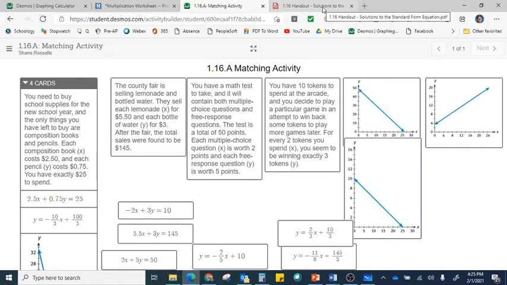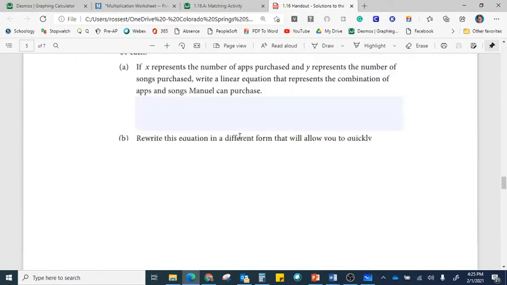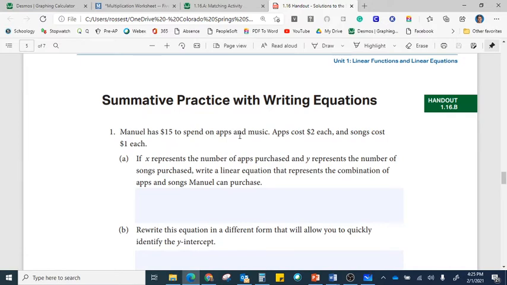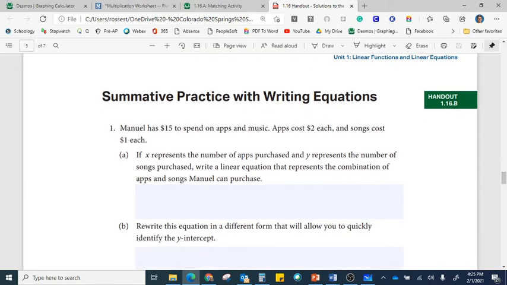Okay, now moving on. I want to show you how to do number 1 on page 101, 1.16b, summative practice with writing equations. We want to practice writing equations so we can get ready for the summative, which is going to be our unit test that's coming up. Remember, our objective for today is solutions to the standard form equation.